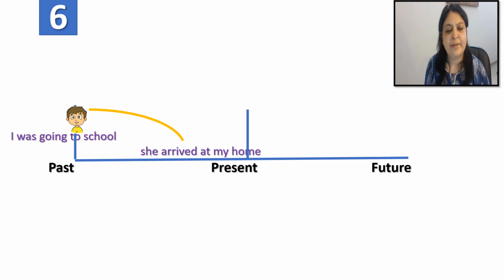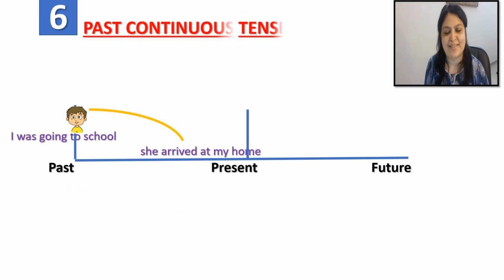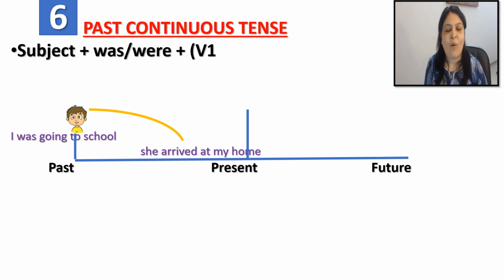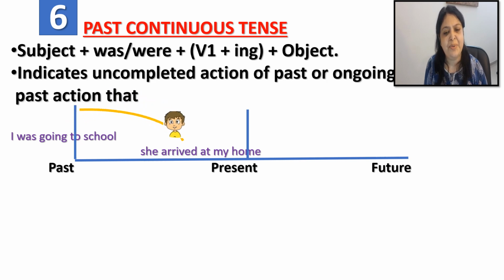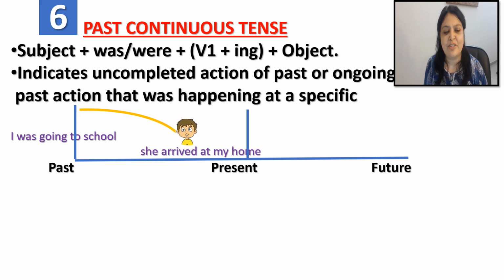Now let us look at past continuous tense. Past continuous tense has subject plus was or were depending upon whether the subject is singular or plural, plus verb, that is the main form of the verb, plus ing plus object. It indicates uncompleted action of past or ongoing action or the continuous action of the past that was happening at a specific time in the past.